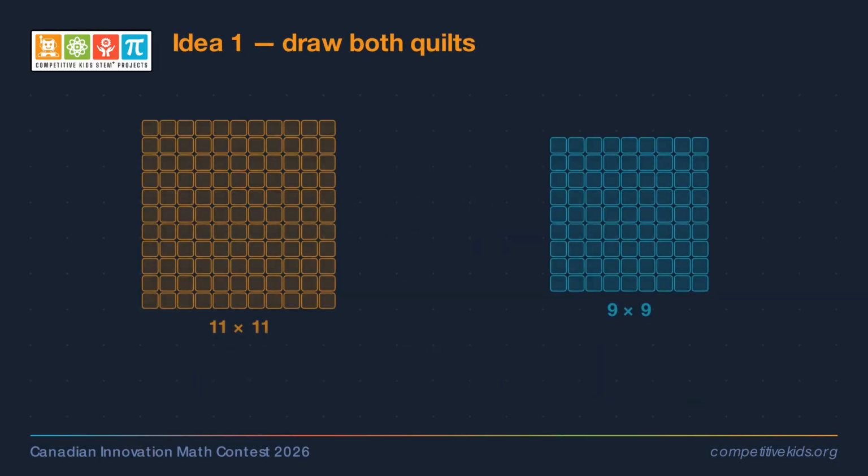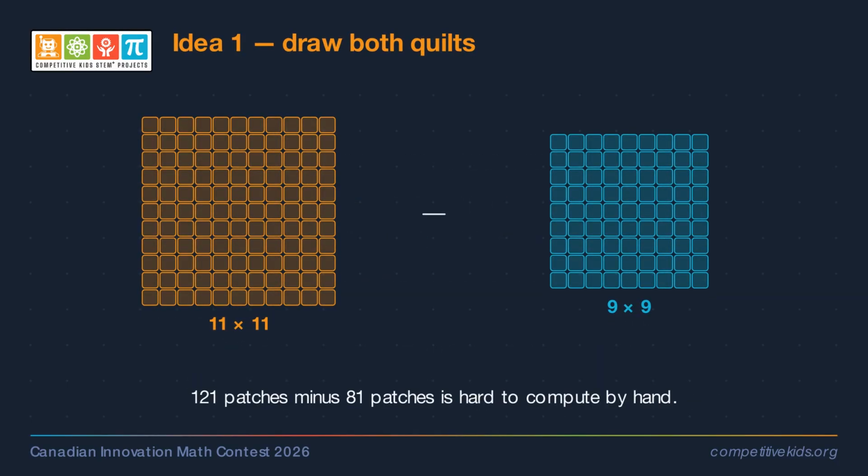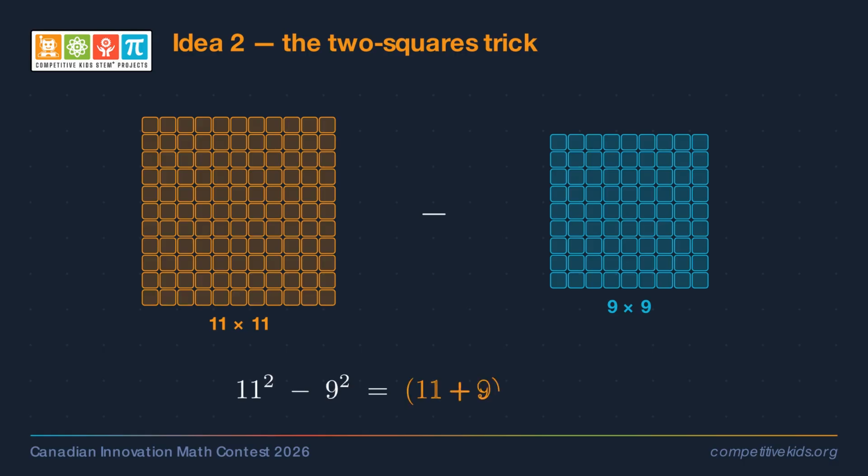Let us draw both quilts. The 11 by 11 quilt has 121 patches. The 9 by 9 quilt has 81 patches. Subtracting 81 from 121 by hand is annoying. Use the 2 squares trick.